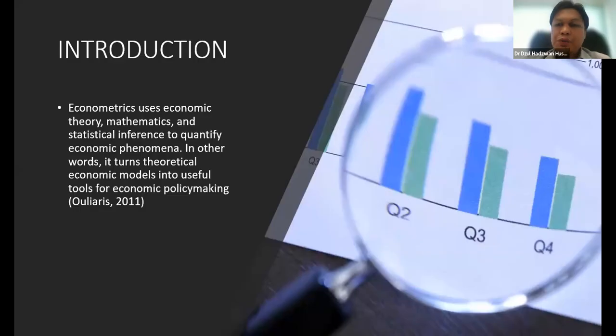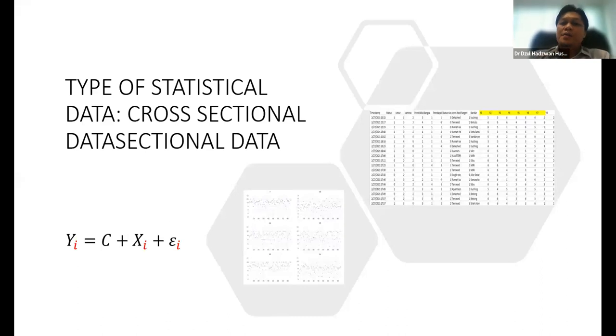Okay, as you know, econometrics is a combination of the knowledge of mathematics, statistics, and then economics. And then normally an economist will use the combination of these three elements to come up with the research output and also the economic report. And then it might be useful for the policymaker to make a good decision.